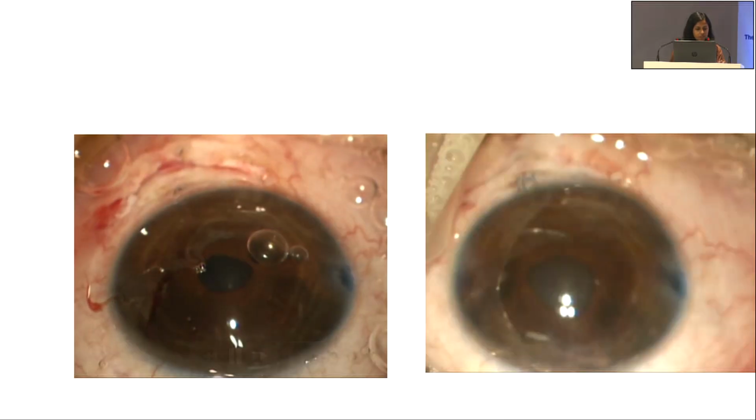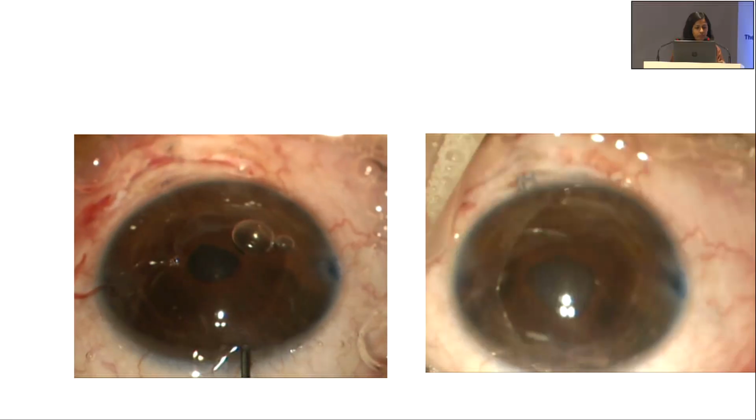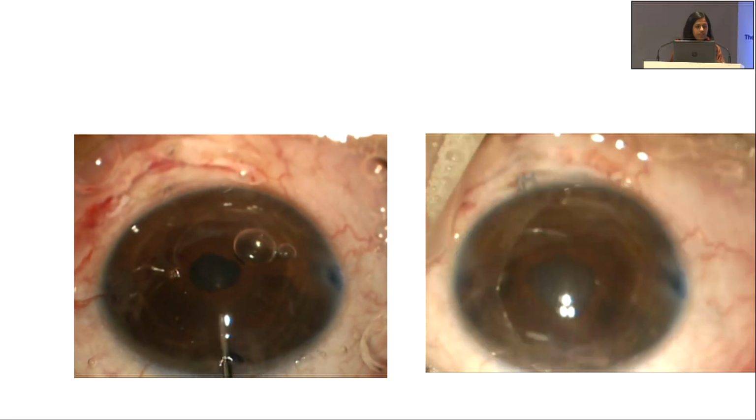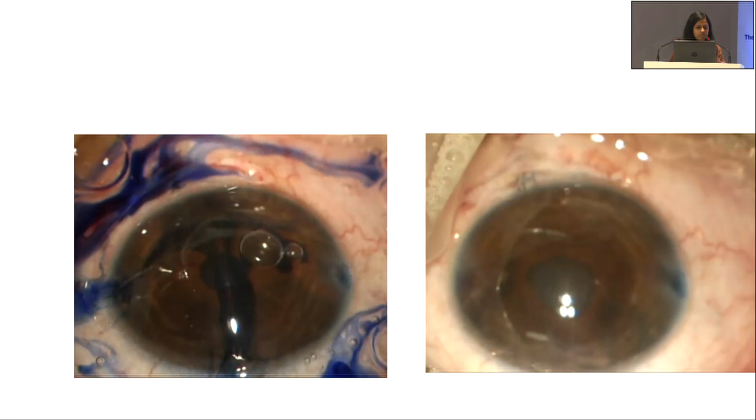This is the intra-op video where we can see that on injecting the dye, the trypan blue, it is coming from the other side where the perforation was present, suggesting that the fistula was present between the anterior chamber and the sclera. The scleral tear repair was done.